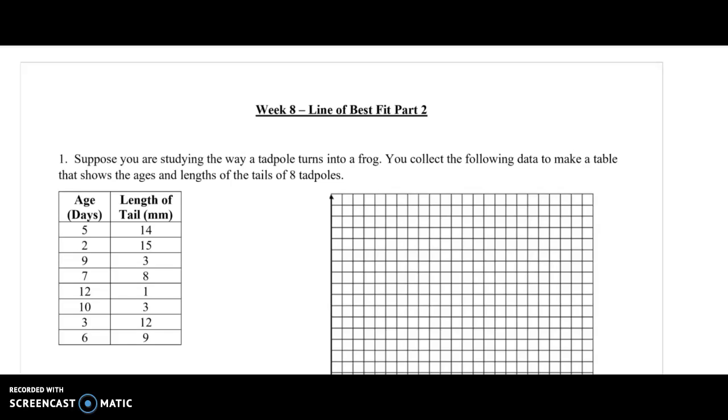Hey guys, so we are back for week 8. We're going to still be talking about line of best fit, but now that we have already had a week of doing it, I'm going to do these notes a little bit differently.